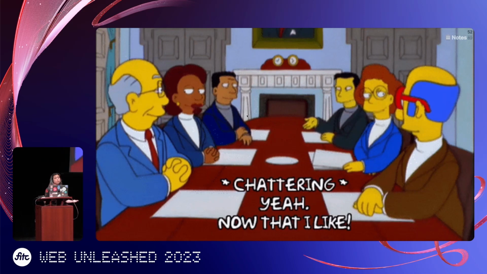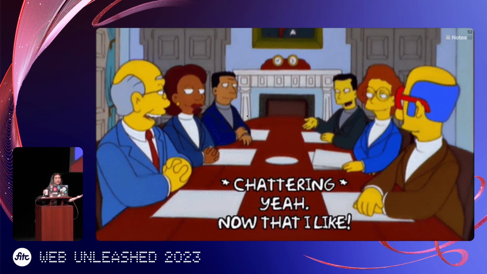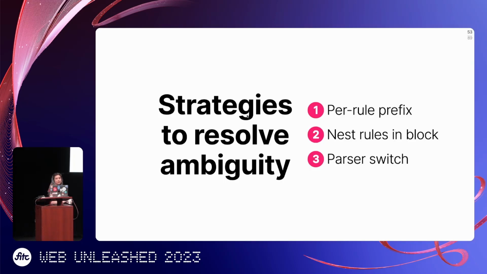For example, while most people thought that the Holy Grail syntax was indeed the best possible syntax, for others it was a con because they thought it should always be mandatory because it added clarity. So there are three core strategies to resolve ambiguity. I called them per rule prefix, nesting rules in a block, and parser switch.